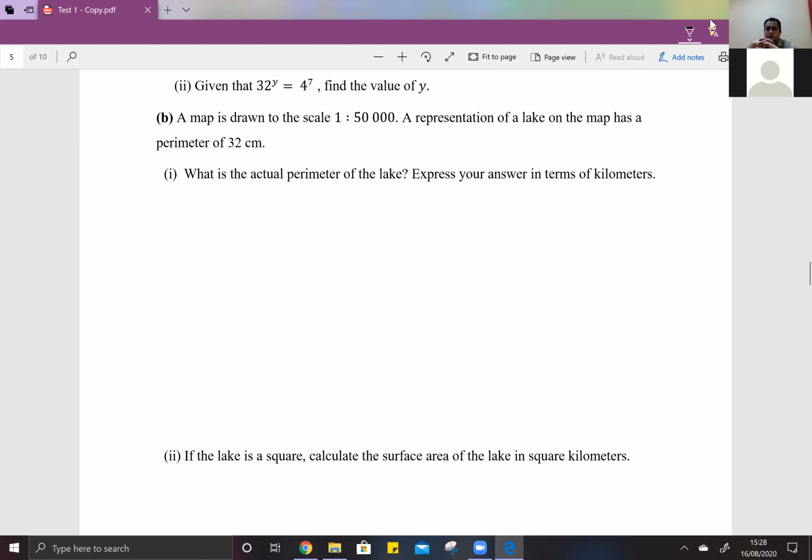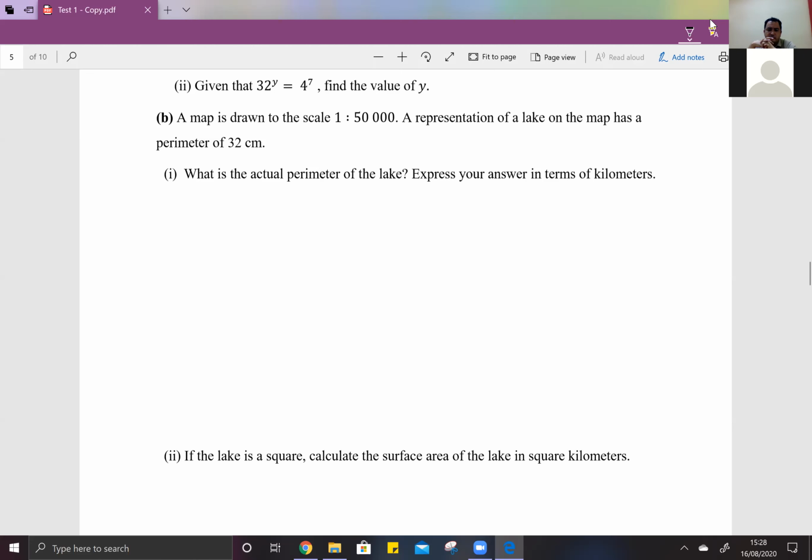Okay. So right now, what shape is the lake? We don't know, right? So we cannot draw anything. It could be circular or rectangular or square. Actually, it's given in the next question. So what we have to write here is just the perimeter on the map. That is 32.